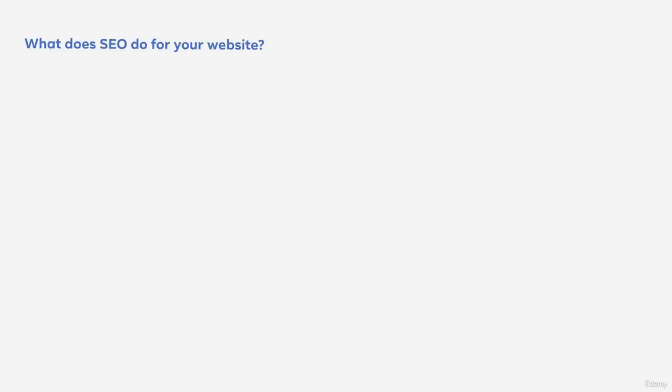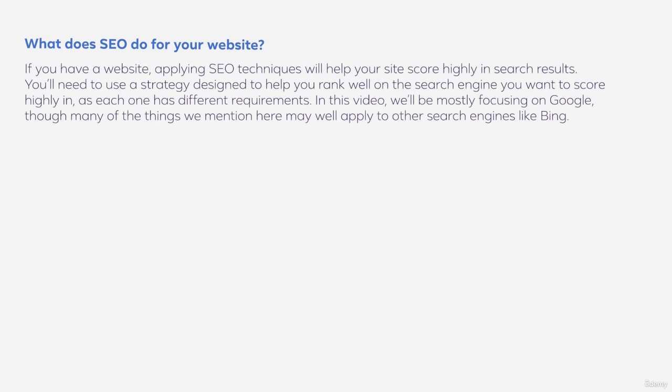What does SEO do for your website? If you have a website, applying SEO techniques will help your site score highly in search results. You'll need to use a strategy designed to help you rank well on the search engine you want to score highly in, as each one has different requirements. In this video, we'll be mostly focusing on Google, though many of the things we mention here may well apply to other search engines like Bing.